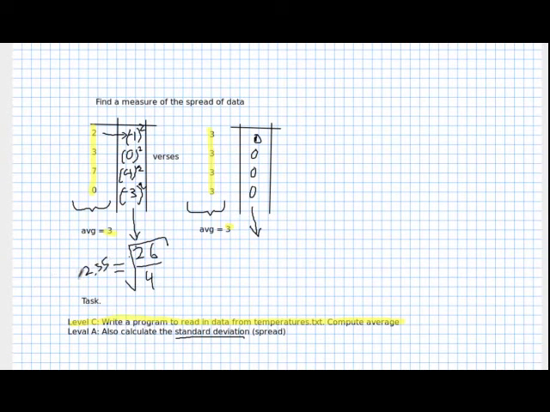All right, so I want you to write some code that takes that same temperatures.txt data and calculates an estimate for the spread, sometimes referred to as the standard deviation. All right.